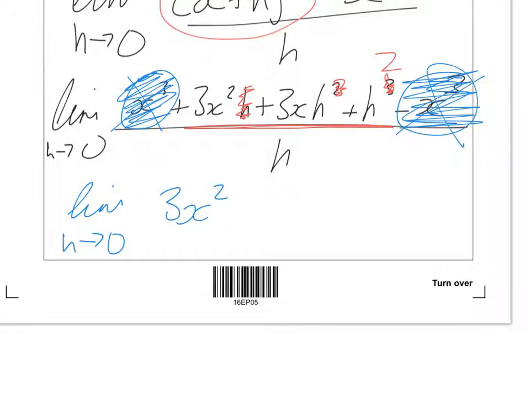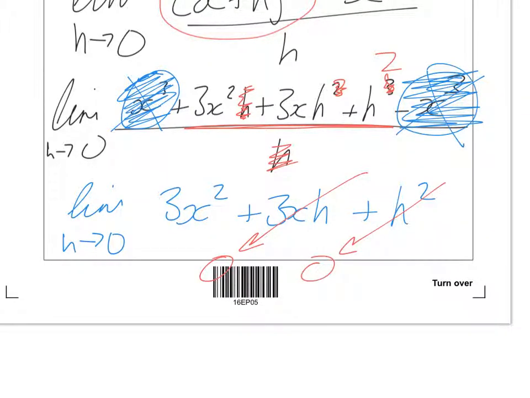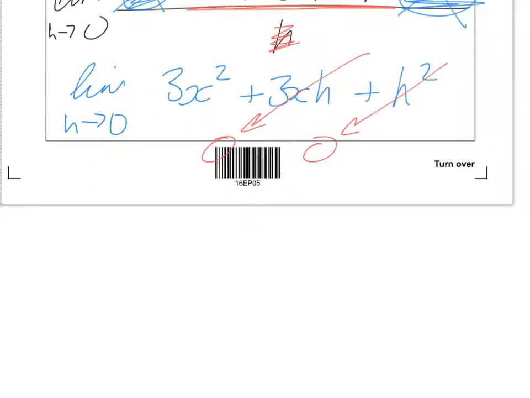doesn't have anything to do with h, plus 3xh, well, that goes to 0, plus h squared, well, that also goes to 0, meaning that our answer, as you would expect, is 3x squared.